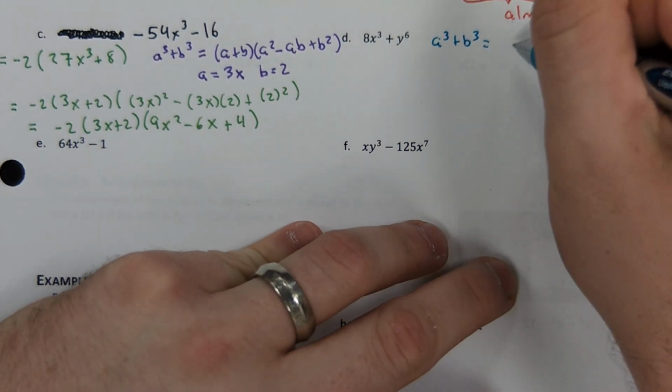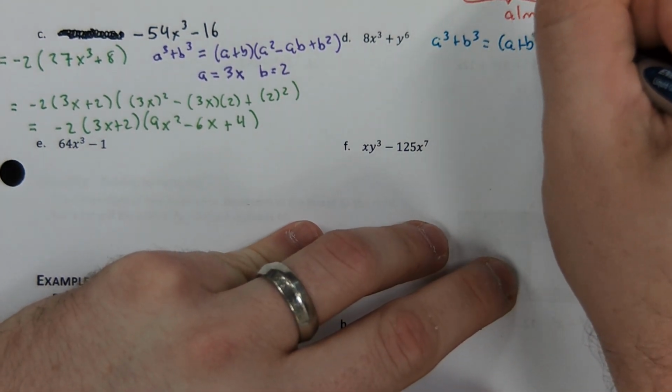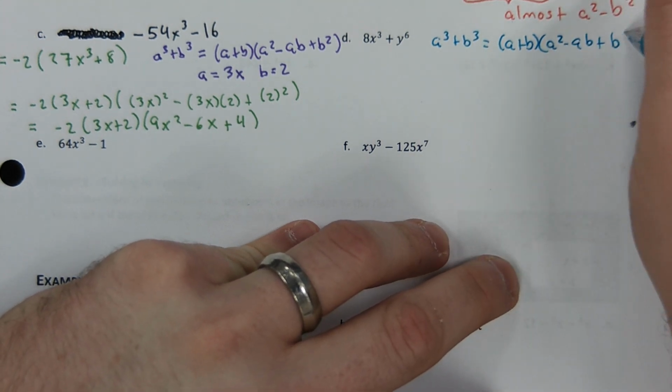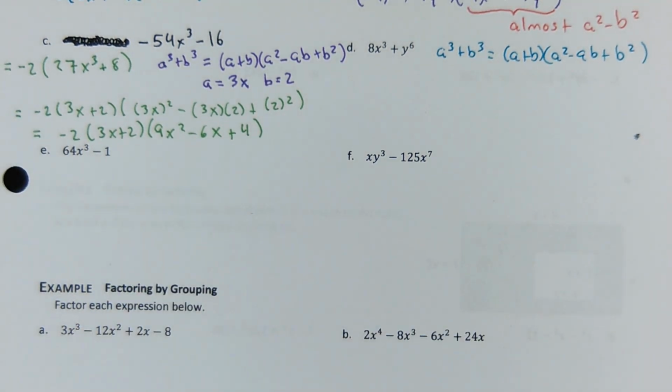The formula for that is a plus b, a squared minus ab, plus b squared. We identify our a and our b, and we will plug them all in. We'll use parentheses, making sure that we do our squaring appropriately.